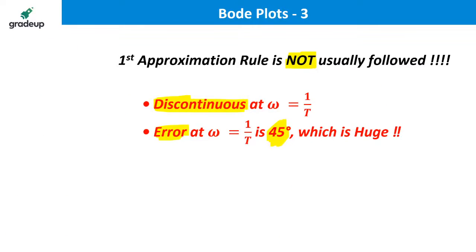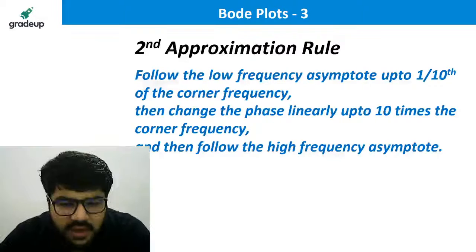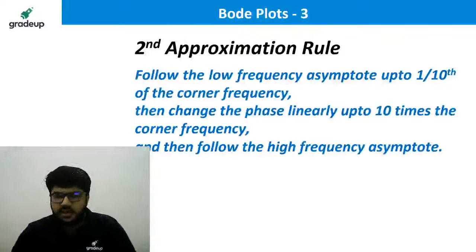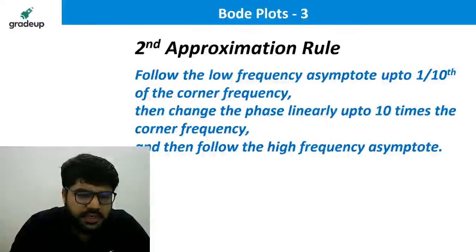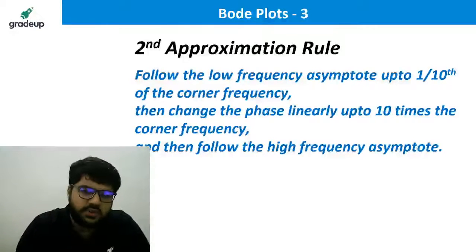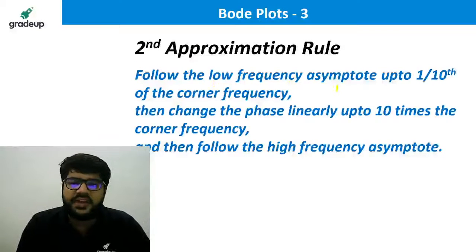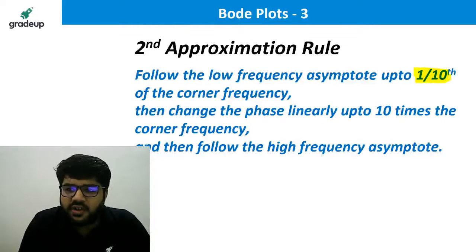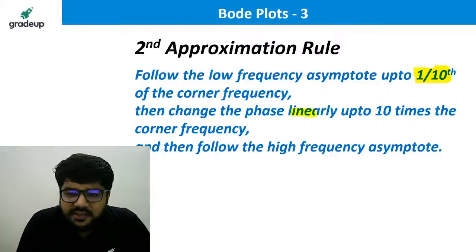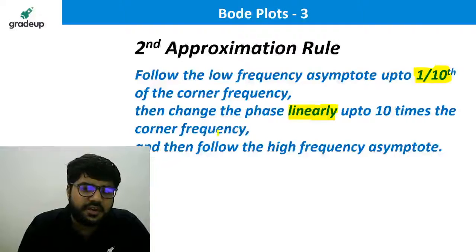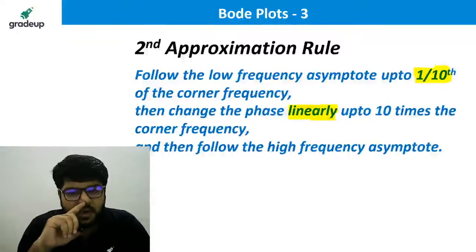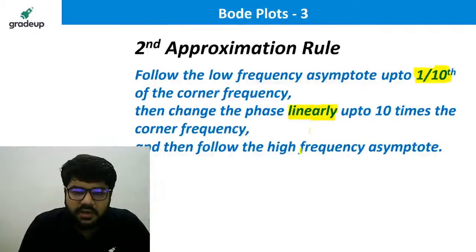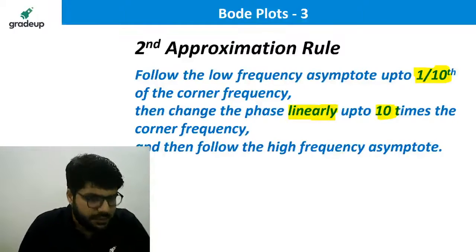As I told, the first approximation rule is not usually followed. What is followed is the second approximation rule, which says, I will explain it also: first, listen to this. Follow the low frequency asymptote up to 1/10 of the corner frequency. Then change the phase linearly up to 10 times the corner frequency, and then follow the high frequency asymptote. What does it mean?